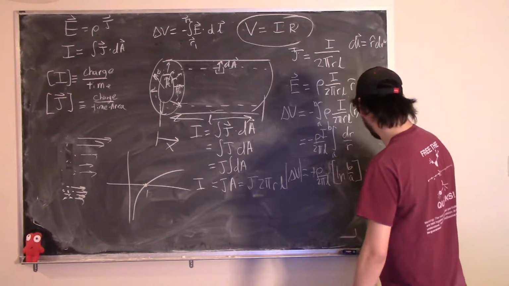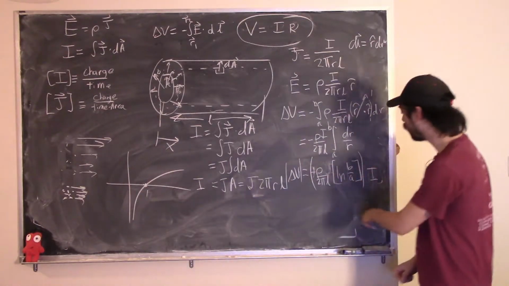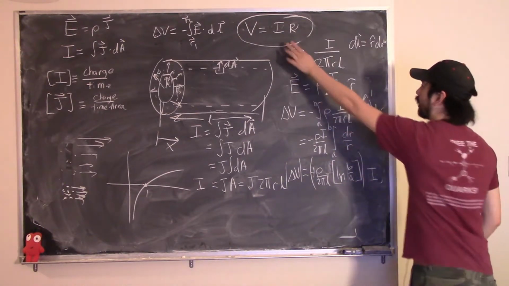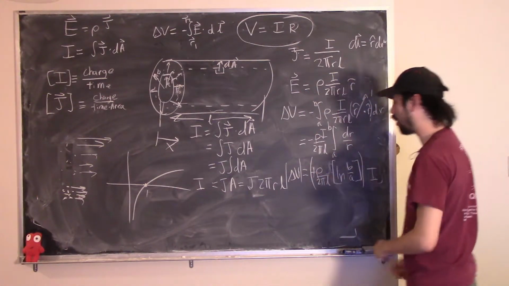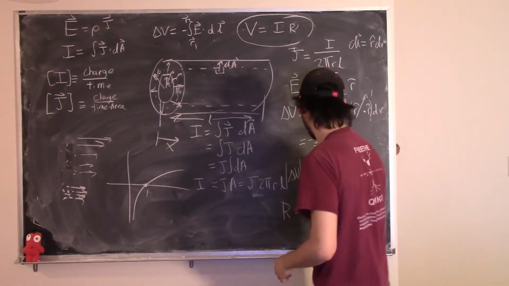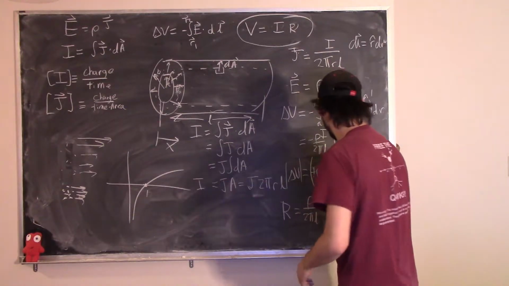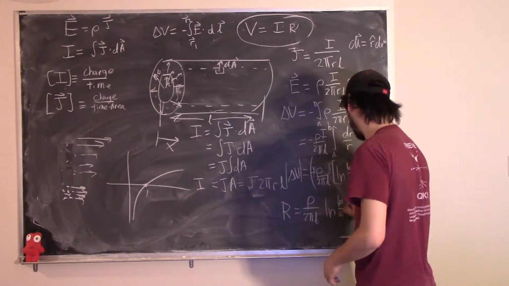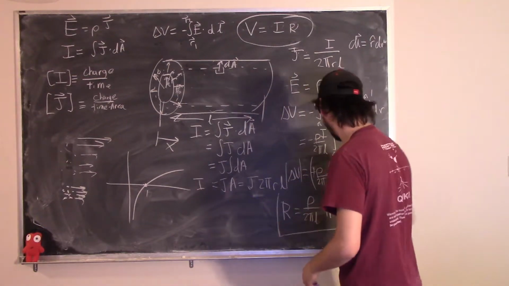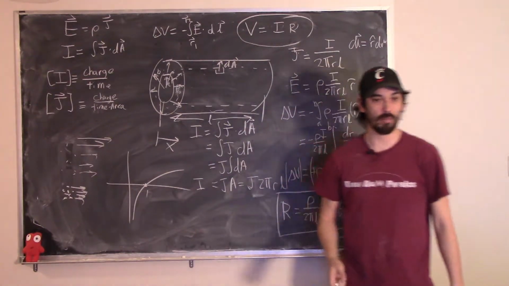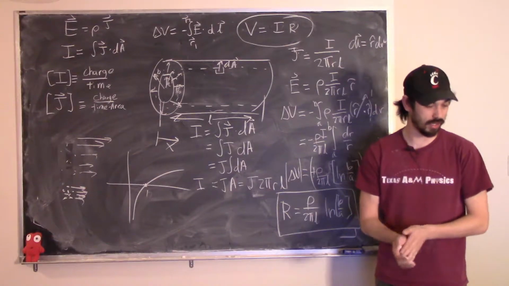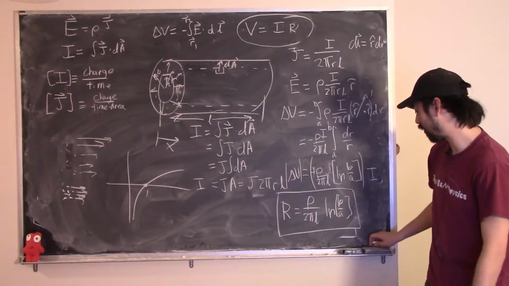Okay. Now, to compare this to the macroscopic form of Ohm's law, I can bring my I out over here so it's really suggestive of what the resistance is. I have my I, everything else is going to be my R, and so what that says in this case is R is going to be equal to rho divided by 2 pi L times the natural log of B divided by A. And that's our answer. Okay. I'll pause here and see if anybody has any questions about this before I move on.